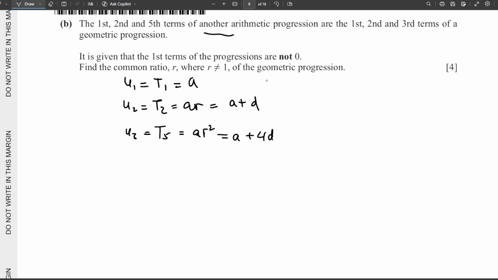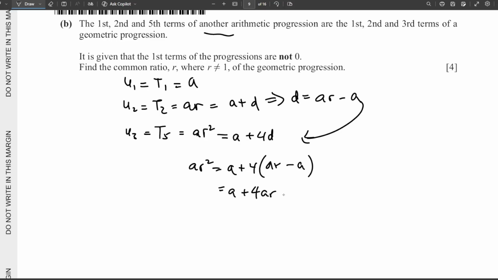I think first we can use these first two equations to eliminate some of the terms. Oh, okay, we don't even need the first equation. I think we can just use this one. So I'll isolate d: d equals ar minus a. And we will substitute this d into the u3 equals t5 equation. So ar squared equals a plus 4d, and d I will substitute as ar minus a.